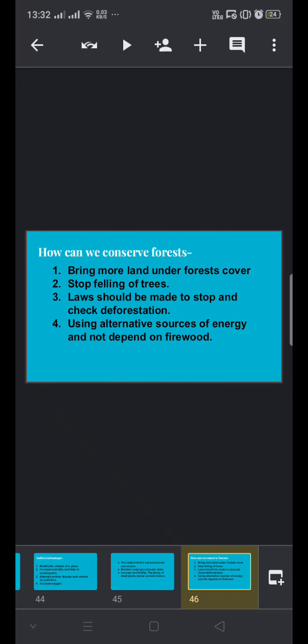Bring more land under forest cover. So we need to bring more and more land under forest cover. Stop felling of the trees. The felling of the trees needs to be stopped. Strict laws should be made to stop and check deforestation. Use alternative sources of energy and not depend on firewood. Is that clear, children? So these are the ways in which we can conserve forest. Please make proper notes to learn your answers.